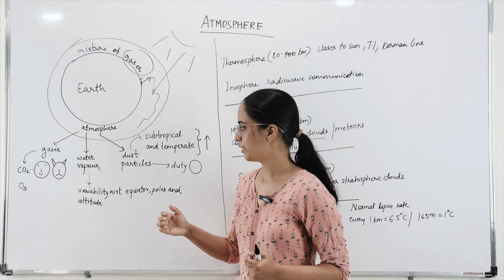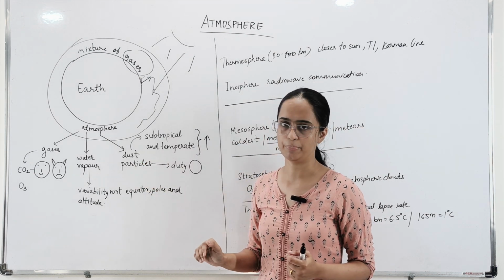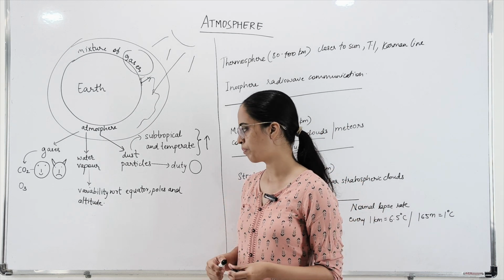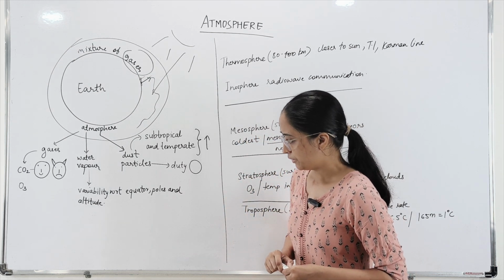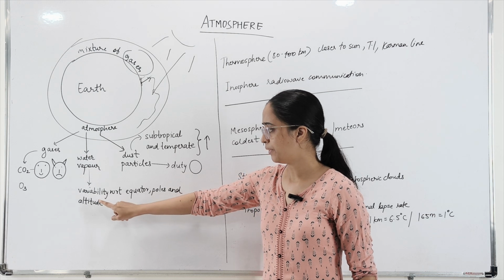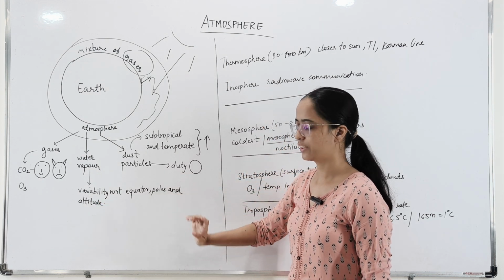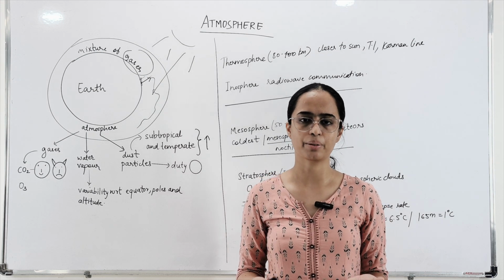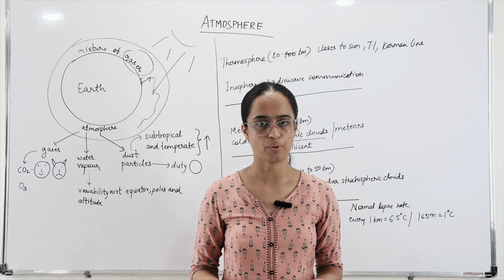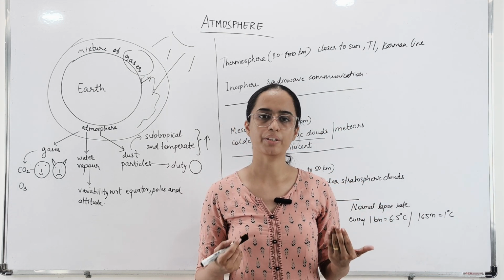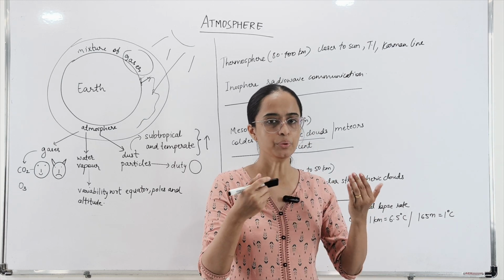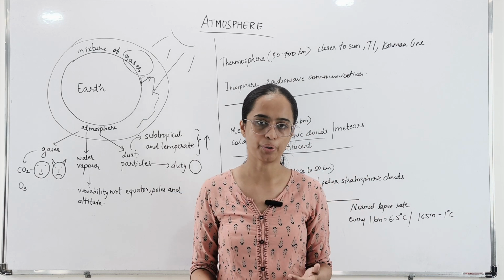Now let's come to the next part, which is water vapor. The other important component of our atmosphere is water vapor. I have written here that there is variability with respect to equator, poles, and altitude. What do we mean by that? First of all, we all know water vapor is nothing but the gaseous form of water. When water gets heated up, it gets converted from liquid to steam, and that is nothing but water vapor.